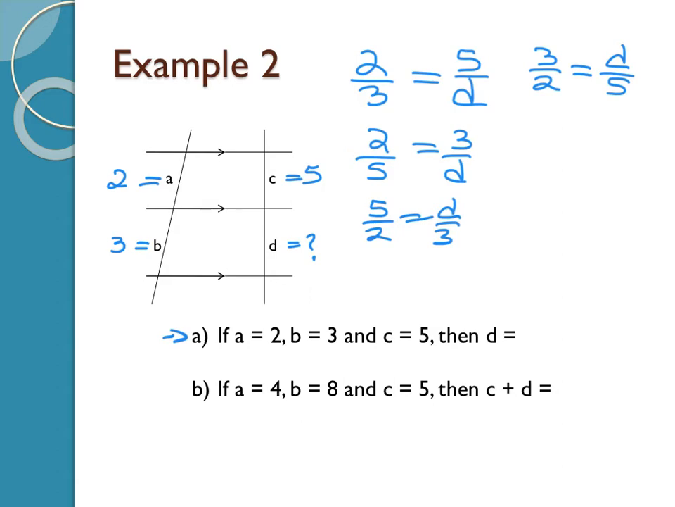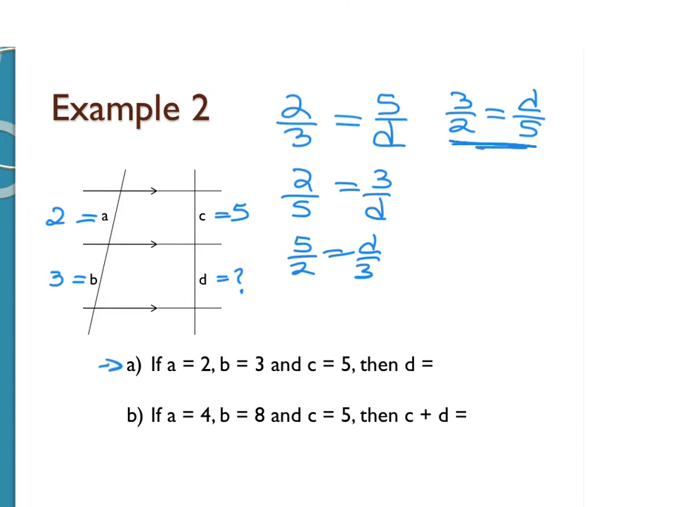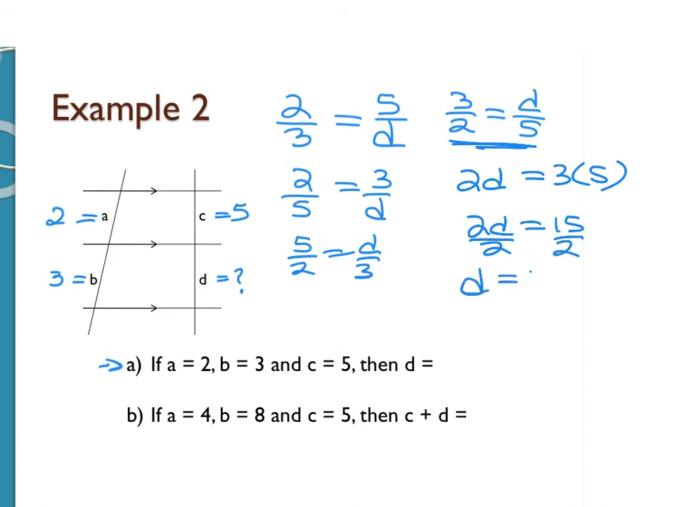So let's go ahead and solve one of them. So let's say I solve this one. So 2 times D equals 3 times 5. 3 times 5 is 15. Divide by 2. And D equals 7.5.